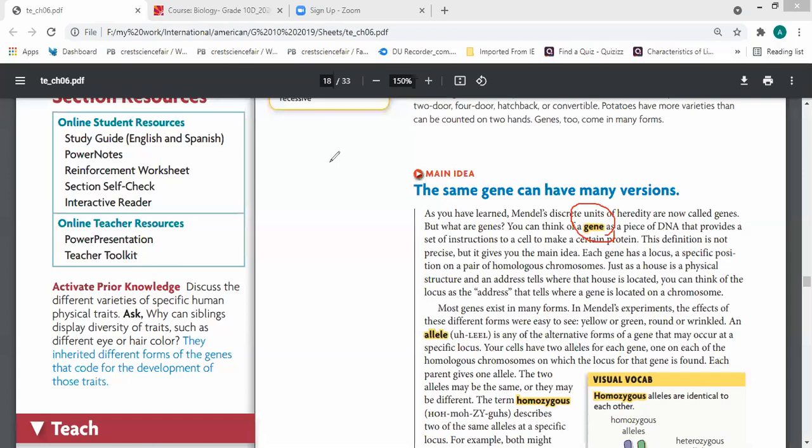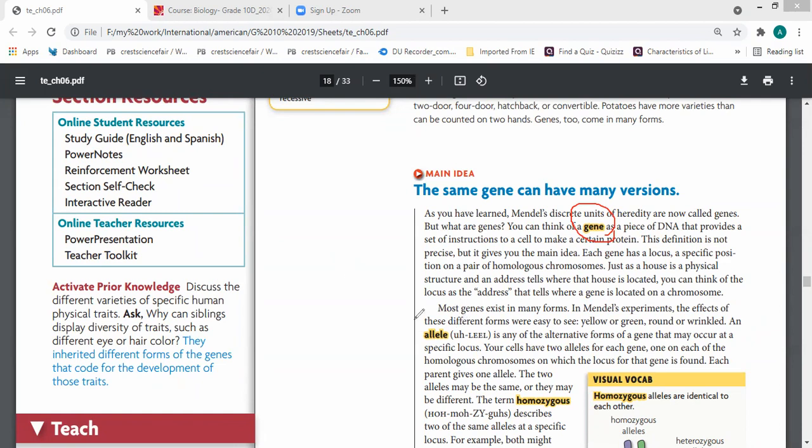Again, gene: a piece of DNA inside the chromosome that provides the cell with the instructions for making a certain protein, which is responsible for the appearance of a specific trait.